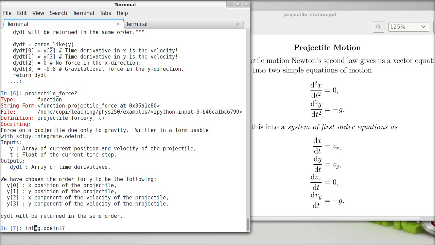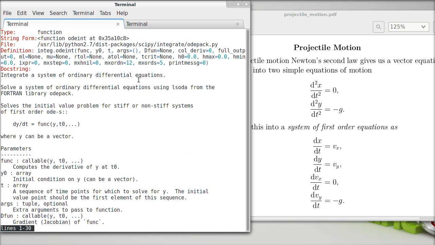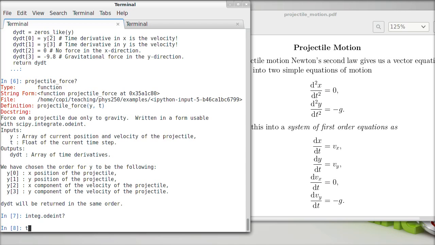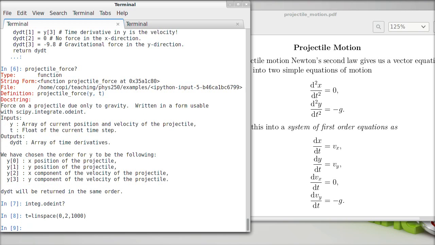Okay. So if we look back at ODE_int, that's the function that we're going to pass in here. The other things we need to pass in are y0, which are our initial conditions, and t. So t is just some array that we choose. Here, let me arbitrarily pick a time between 0 and 2, do 1,000 steps. Okay, that's pretty arbitrary.